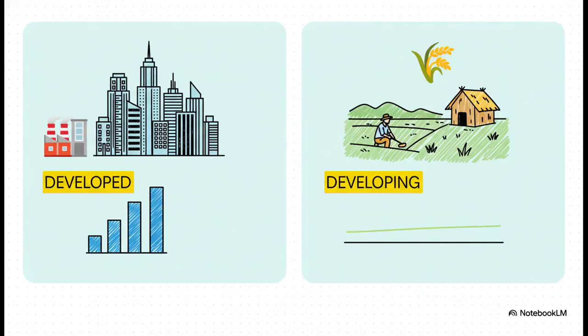And the difference between these two groups is just stark. Developed economies have high incomes, high standards of living, and their economies are built on industry and services. On the other side, developing economies are often struggling with low incomes, widespread poverty, and a heavy reliance on agriculture. It's a tale of two very different economic worlds.